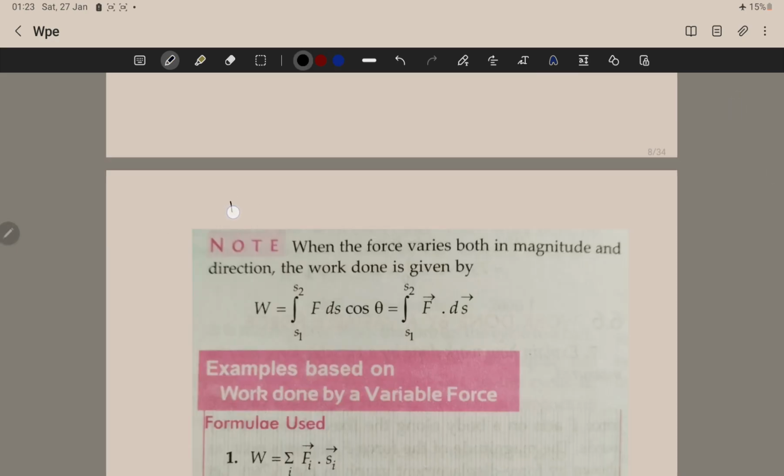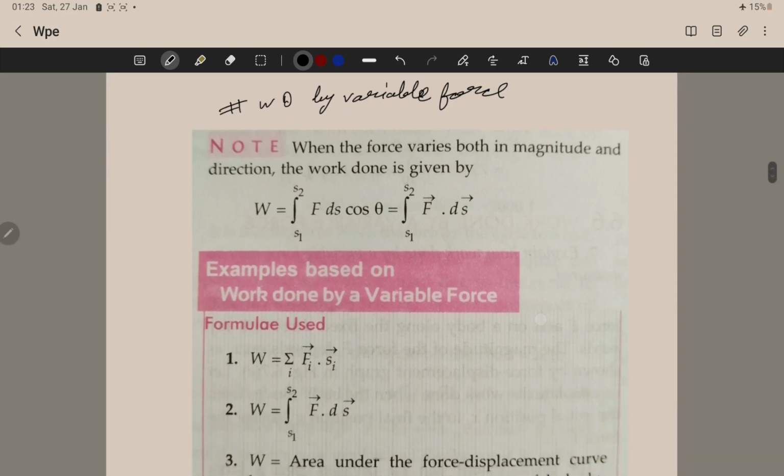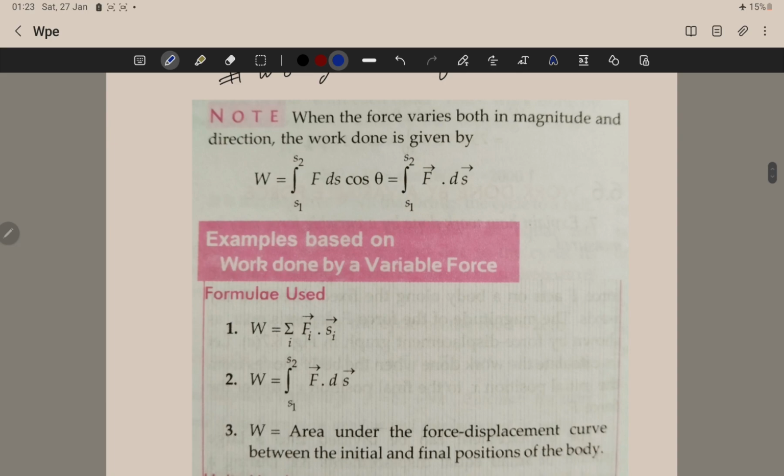Okay, so this is for the work done by variable force. So these are the two formulas. For the constant force, we can use the formula F cos theta into d. But if the force is variable, then we can't use this formula. So we have to use integration: W equals integral of F dx, and we have to put the limits of x, from x initial to x final. So we have to use this formula.